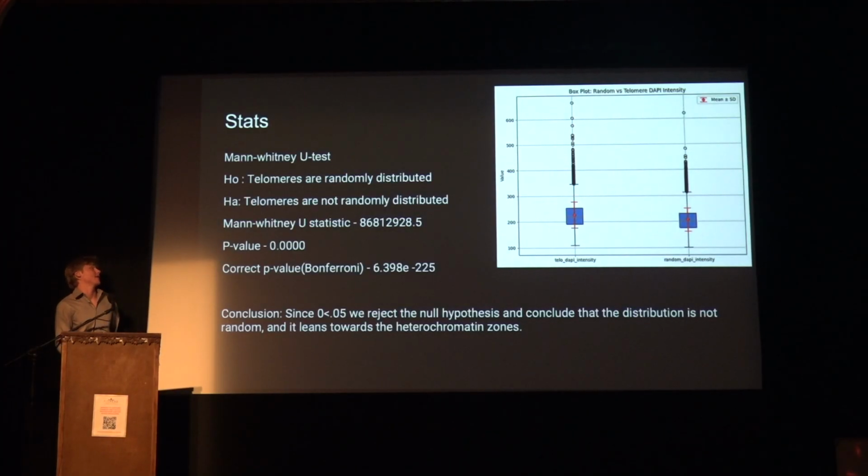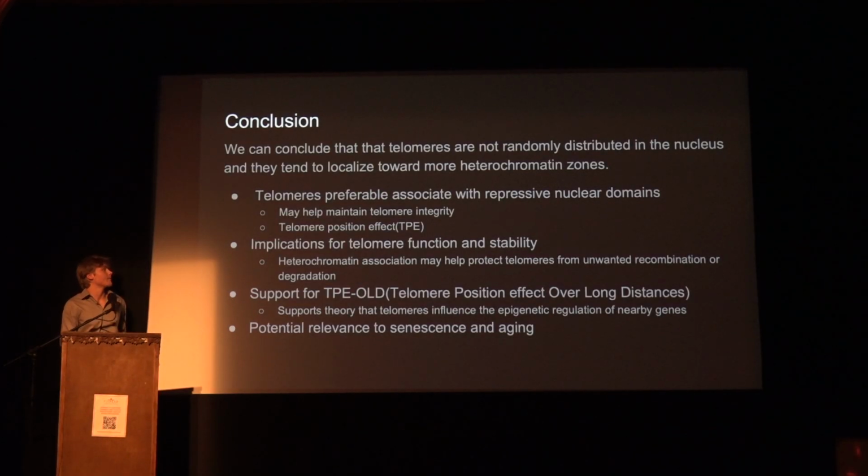From this, I got some statistics. This is pretty boring stuff, but basically, we rejected the null hypothesis and concluded that the distribution is not random, and it leans towards the heterochromatin zones. So the telomeres like to be in the less transcriptionally active zones, which makes sense for a few reasons. Telomeres prefer to associate with repressive areas because they don't want to be seen as damage. This may have implications to telomere function and stability, and it also supports the telomere position effect over long distance theory, which says that telomeres affect other genes around them. That's just a theory, but that's what Faye is researching currently, or part of her research.